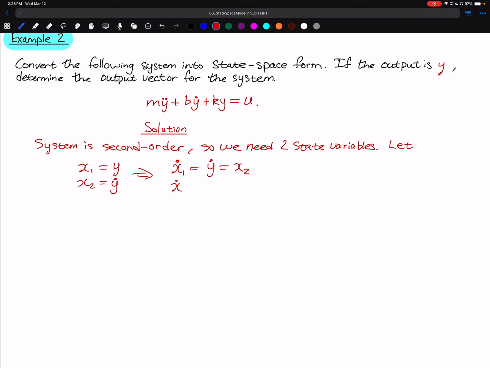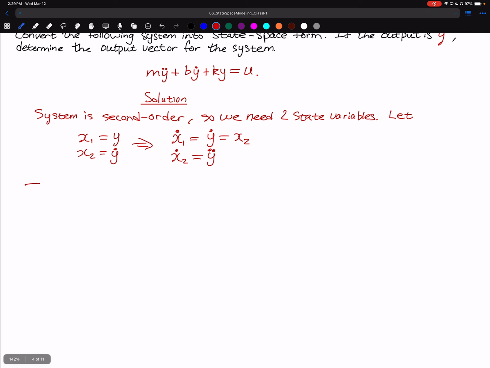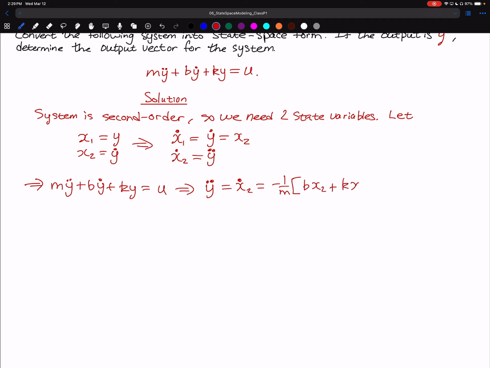And then we'll take the derivative of the second equation. x2 dot is equal to y double dot. So now we need to take our original equation and solve for y double dot. We get m y double dot plus b y dot plus k y is equal to u. We can solve this for y double dot. We'll get y double dot equal to x2 dot equal to minus 1 over m times the quantity b times x2 plus k times x1 minus u.